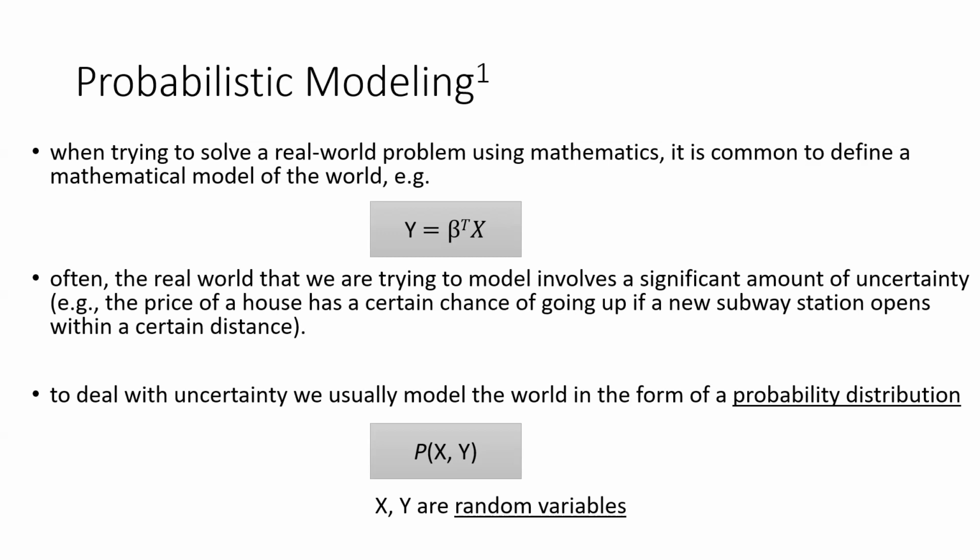So to deal with that uncertainty, we usually model the world in the form of a probability distribution, as we know it from statistics. The previous relationship we will write as a probability distribution that models the variables x and y. In that case, because we're talking about probability distributions, x and y are not just values; they're what we call random variables in statistics. Okay.